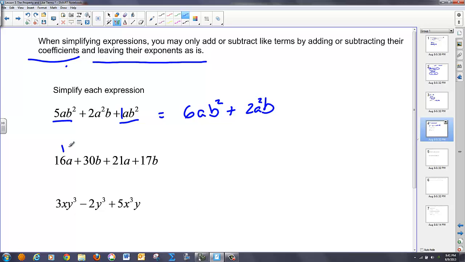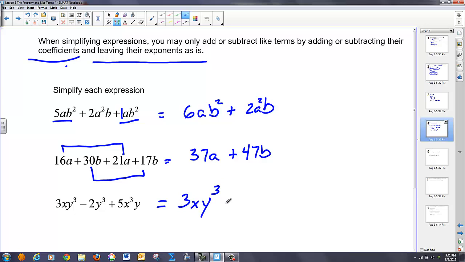In this case, we said the a's match and the b's match. So I take the coefficients of each. 16 and 21 go to 37, and I keep the variable a and its power. And 30 and 17 is 47, and I keep the variable b and its power. Finally, there were no like terms, so it stays as is: 3xy cubed minus 2y cubed plus 5x cubed y, or you could just say already simplified.